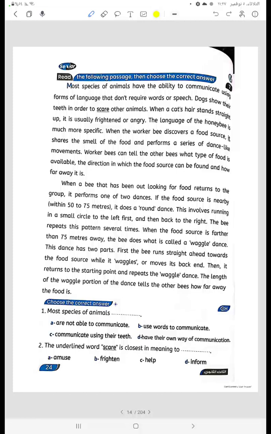Most species of animals، معظم الحيوانات أو معظم أنواع أو فصائل الحيوانات هيبقى are not able to communicate، لا طبعا. Use words to communicate، no. Communicate using their teeth ولا have their own way of communication. رقم دي هي الإجابة. The underlined word scare is closest in meaning to كلمة scare معناها يرعب، يبقى frighten.